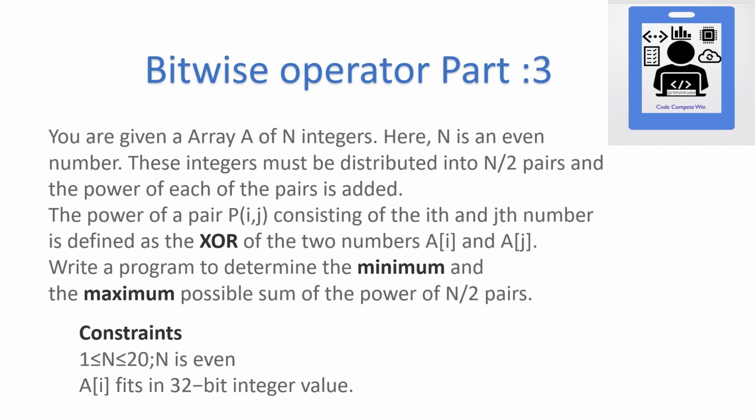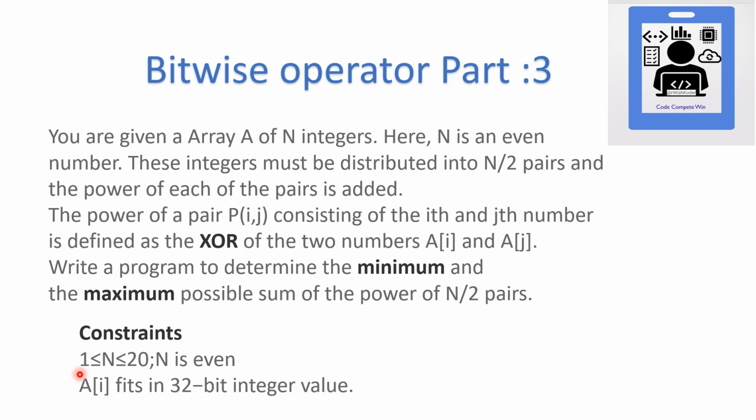These integers must be distributed into n by 2 pairs and the power of each pair is added. By power of pair ij, we mean the XOR of the two numbers ai and aj, and you need to write a program to determine the minimum and maximum possible sum of the power of the n by 2 pairs.